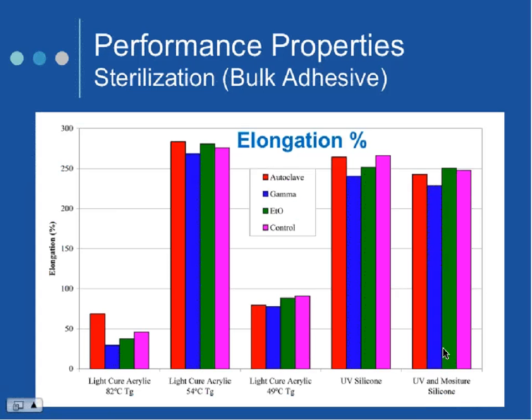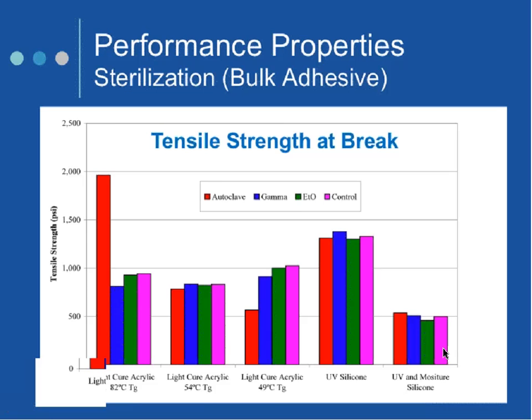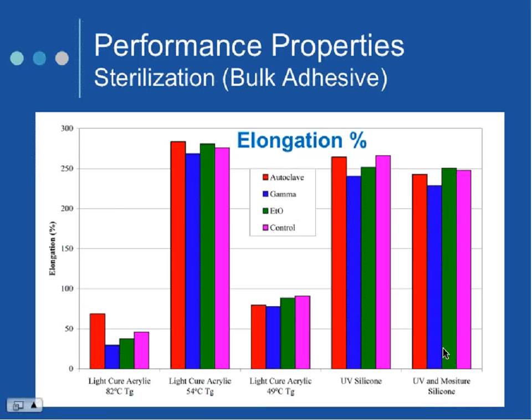And that was looking at tensile strength at break. This looks at elongation, and it's a little different story, right? But you can see there's really no drop-off anywhere that would really cause you concern. No real loss of properties of the adhesive, right?